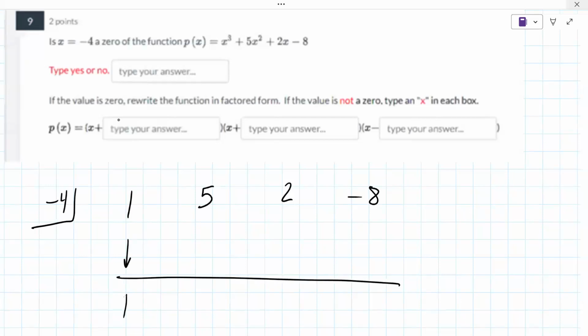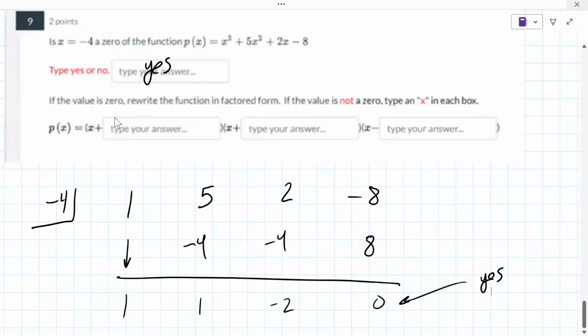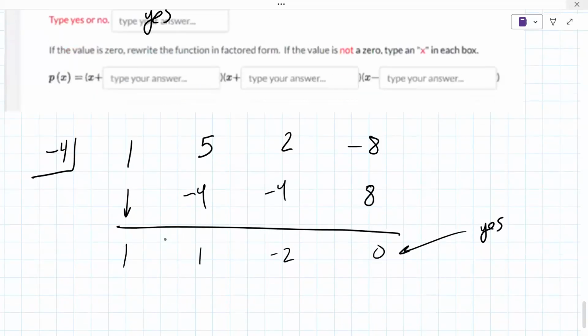1, 1, -2, and 0. Very good. Okay. So it is a root. When you ever get a remainder of zero, you would say yes, it is a root. The original one is a cubic, so now it reduces to a quadratic, x squared plus x minus 2.